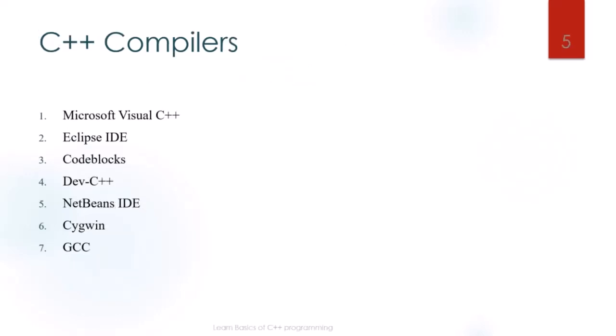Which are the compilers that C++ uses? Here is the list: Microsoft Visual C++, Eclipse, CodeBlocks, Dev C++, NetBeans IDE, Cygwin, GCC. There are also some online compilers available to compile the program.